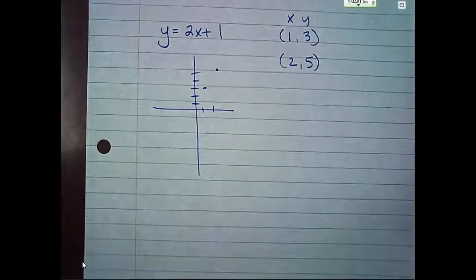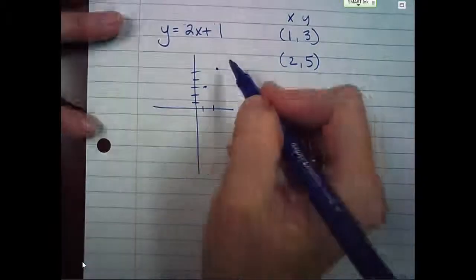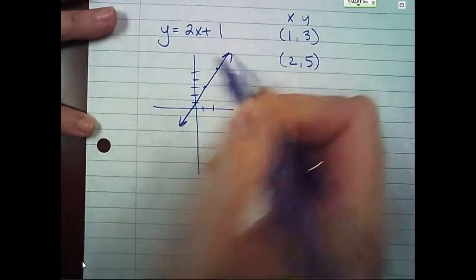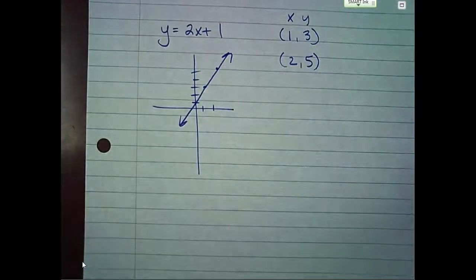Do I need to keep going? Do I need thousands of points? No. How many points do I need to build a linear line? Just 2. And I can just connect it and move on. Okay, well, guys, that's the graph of y equals 2x plus 1.